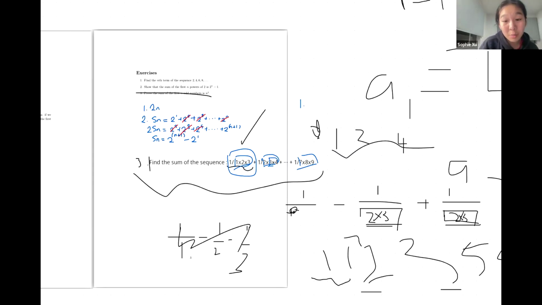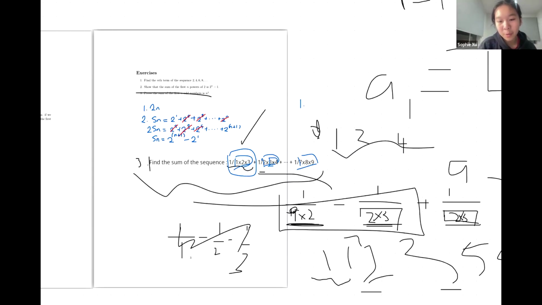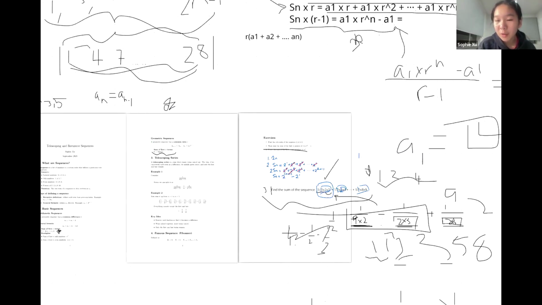Then since this is two numbers together, what's this one? 1 times 2, right? But we realize that this isn't exactly this. We realize that this is double that. So we can just go half of this, right? And then we realize that it works the same for the rest.